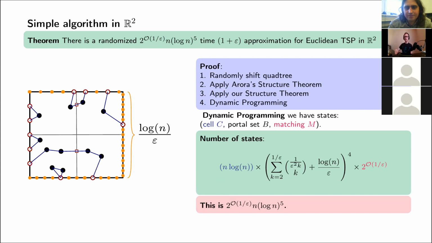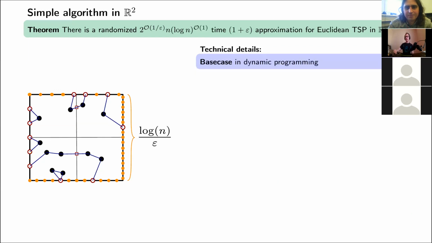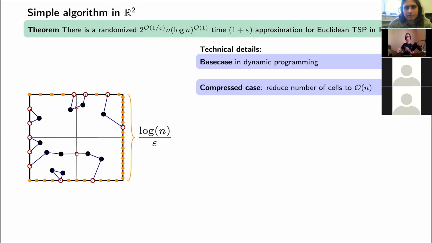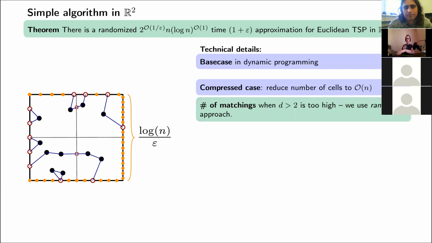All right, hopefully fast. There are lots of technical details. If you have seen Arora's dynamic programming, there are a couple of technical details. So the first thing is the base case. It's slightly non-trivial because we will put there something that is called a compressed quadtree, and this will allow us to reduce the number of cells to be n instead of n log n.